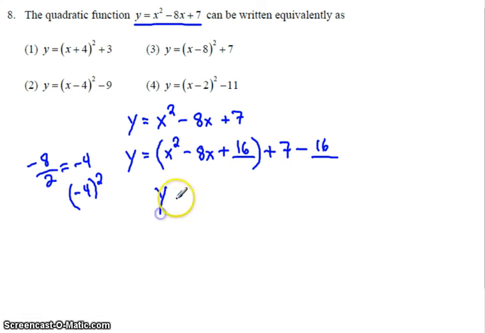So in vertex form, remember what we had to do to get that positive 16. We took half of the negative 8, that's negative 4. So this is going to be x minus 4, quantity squared. And then on the outside here we got 7 minus 16, which would be minus 9. So let's see if one of these actually matches, and it is. It's answer number 2, x minus 4 squared minus 9. Cool, so that's completing the square, and you can use completing the square to solve quadratics, but in the next few questions I'm actually going to do factoring style.